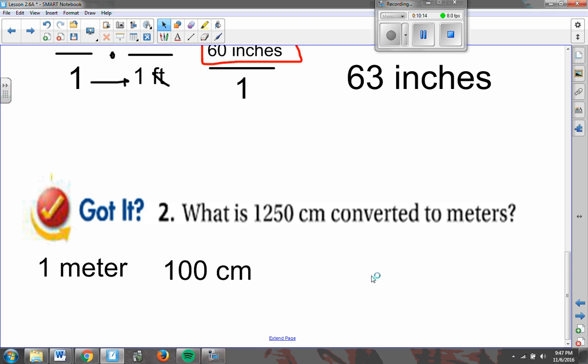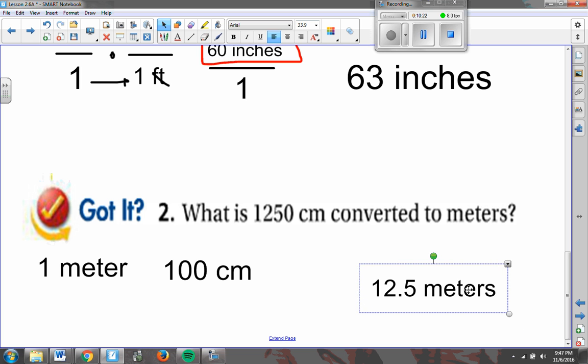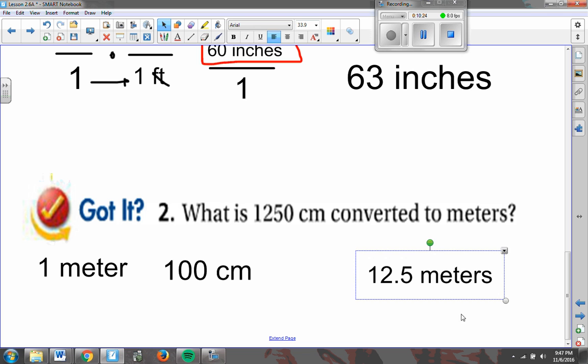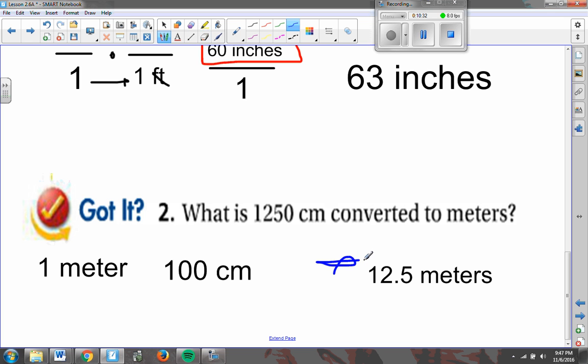All right, our final answer here should be 12.5 meters because we do 1,250 times 1 divided by 1 times 100. So 1,250 divided by 100 is 12.5. So that is our final answer. Hopefully you worked that out for yourself on paper. You can show me that tomorrow with your notes.